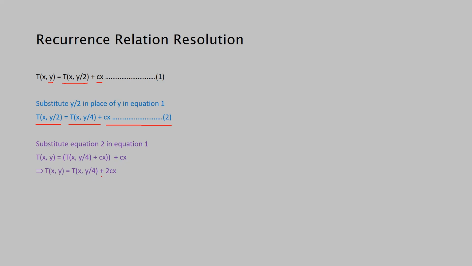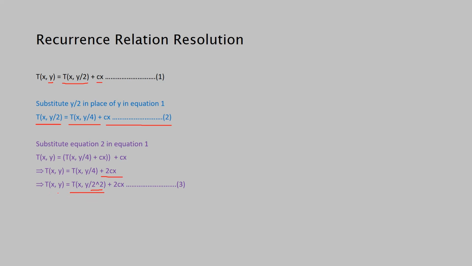So this will become plus 2cx, and we can rewrite it further as T of x, y equals T of x, y by 2 raised to the power of 2, plus 2cx. We will see shortly why we have done this. Actually, we are trying to find a pattern here. So we are stuck in this thing again.